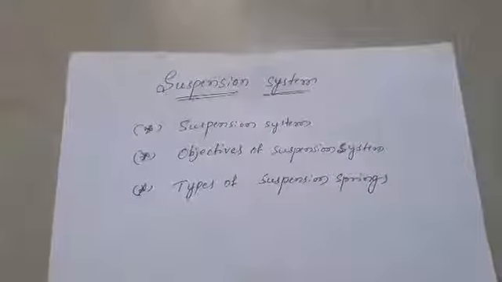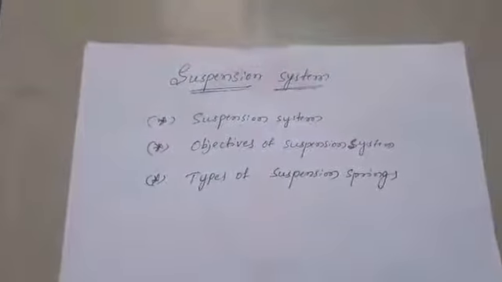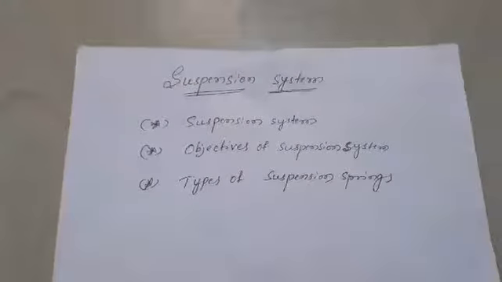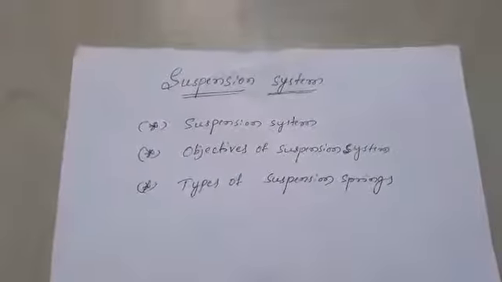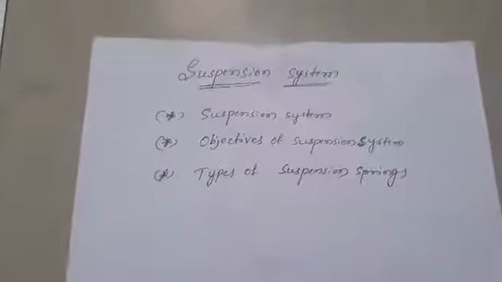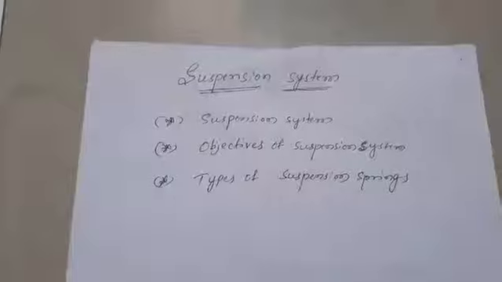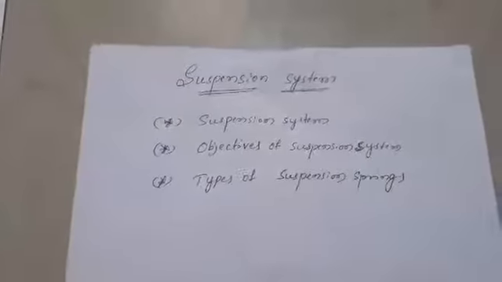So what are the main objectives of the suspension system? We already discussed it. If the vehicle is moving on a rough road, road shocks are transferred to the vehicle components, and that affects the ride. So to provide suitable riding and cushioning effect to the occupants as well as the riders, the suspension system plays a very important role.